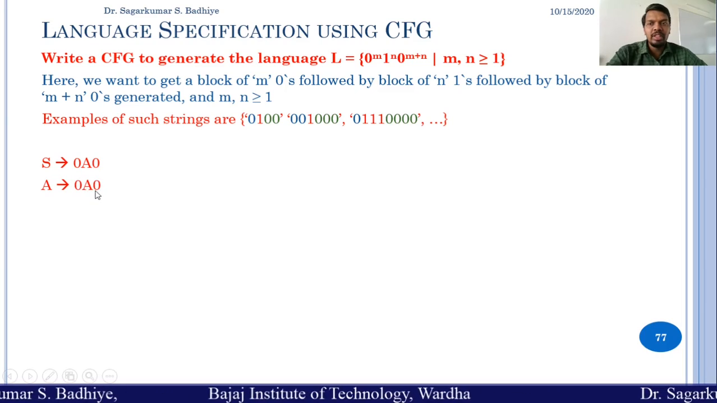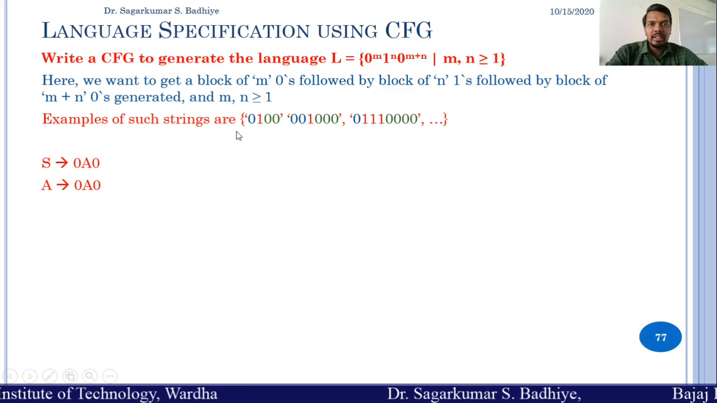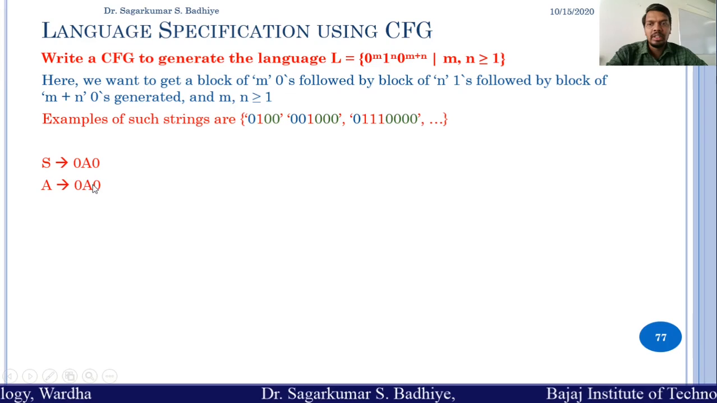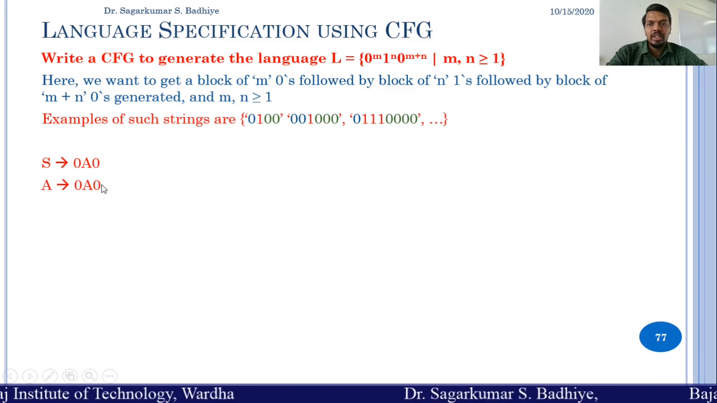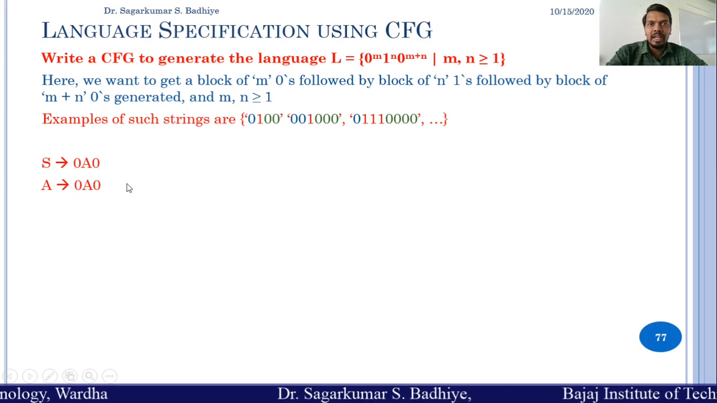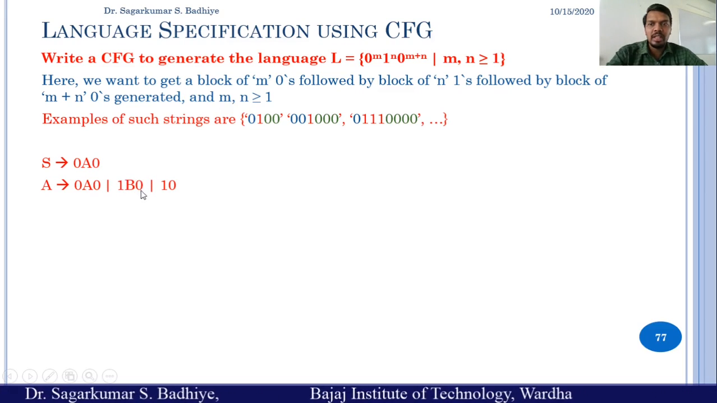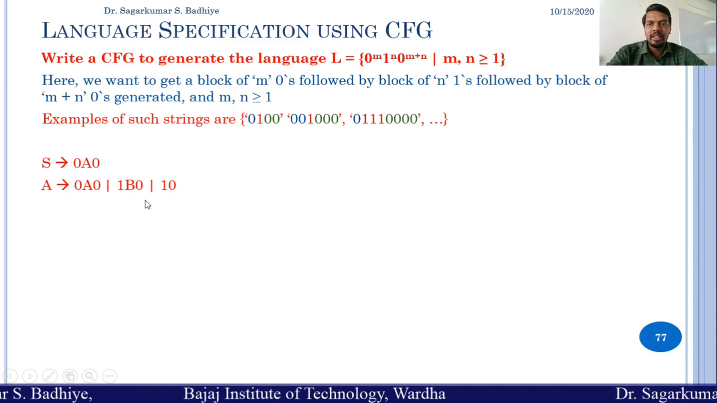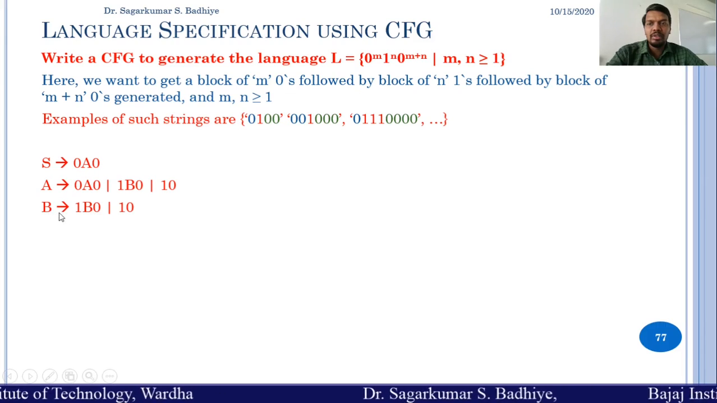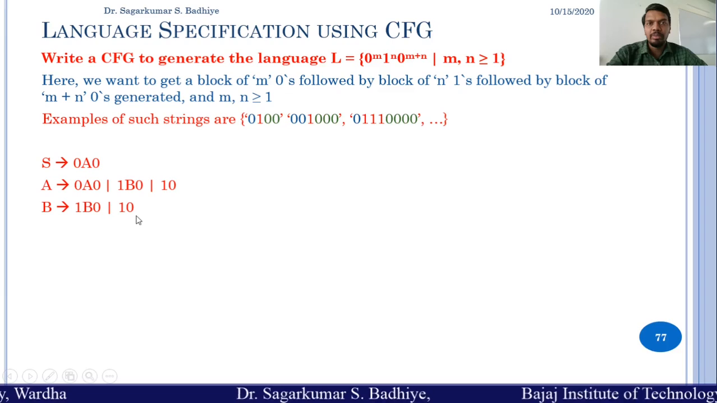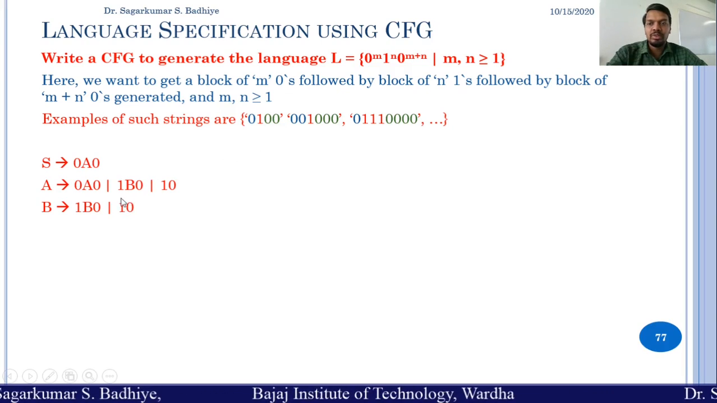So by using this rule, we can repeat any number of zeros at the start and the equivalent number of zeros at the end. Now we want that in between there should be a 1 followed by an equal number of zeros, right? So this A should now be able to produce a 1 after this 0 and a 0 at the end. So we add 1B0, that would be used to repeat the number of ones, or 10 if there is a single 1 in between. Similarly, we write a production for B so that we can repeat the number of ones in between: B derives 1B0, and to terminate this B we write 10. As m and n should be greater than or equal to 1, we won't be using epsilon here, right?